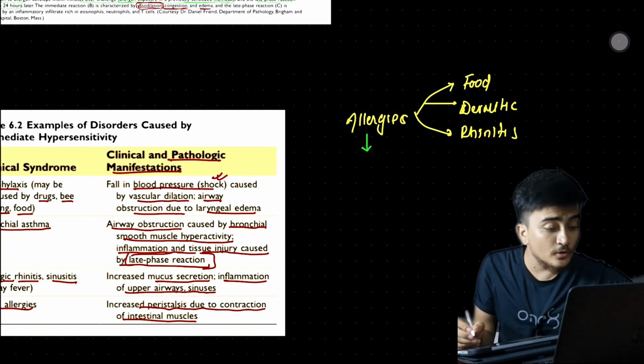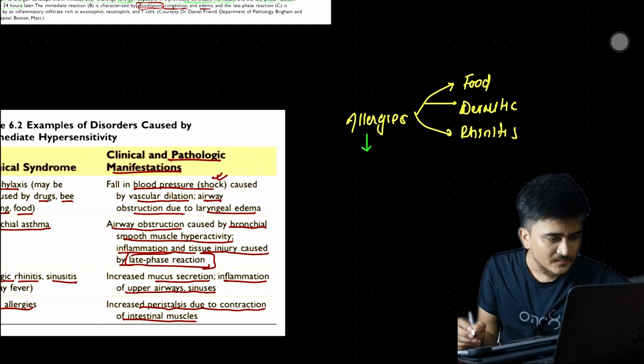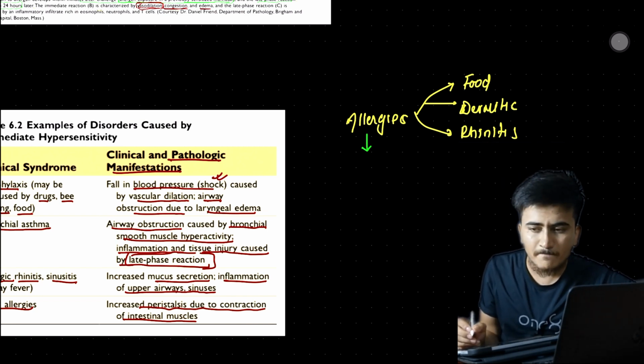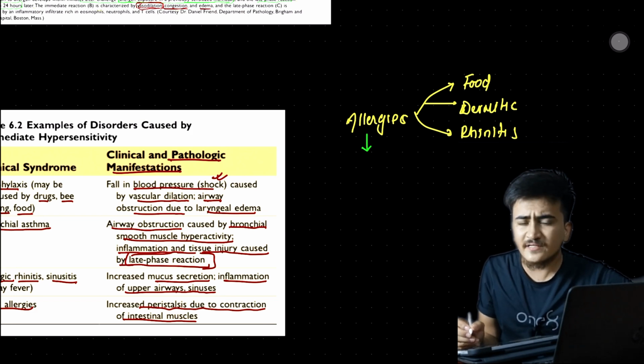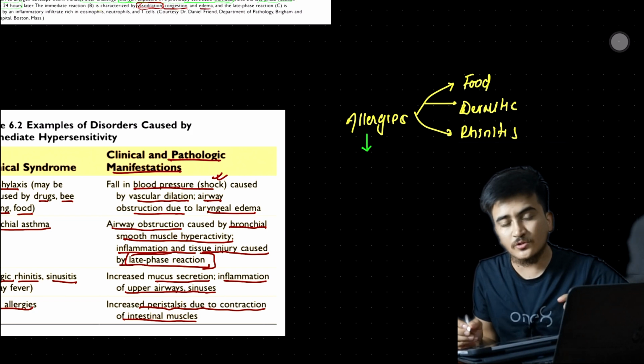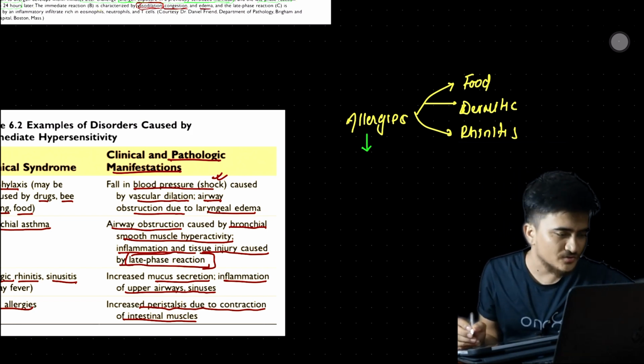Allergy occurs because of the genetic makeup of the individual. That means, we can say, if I have allergies, then my nephew or my grandfather or my father may also have allergies to certain types of stimulus, allergens, right? Okay.